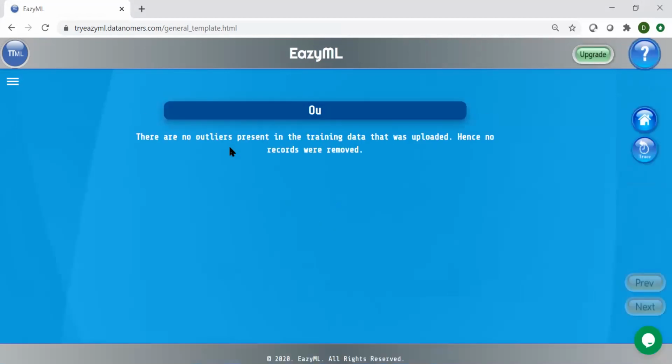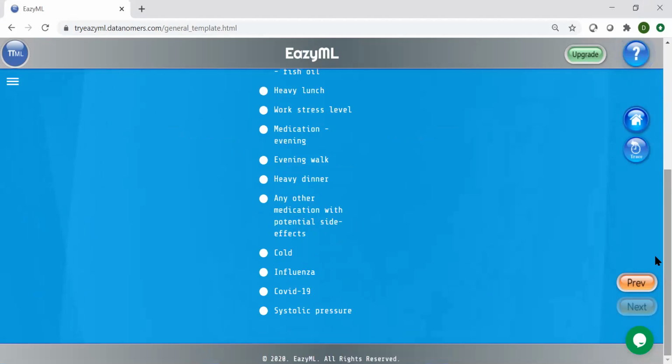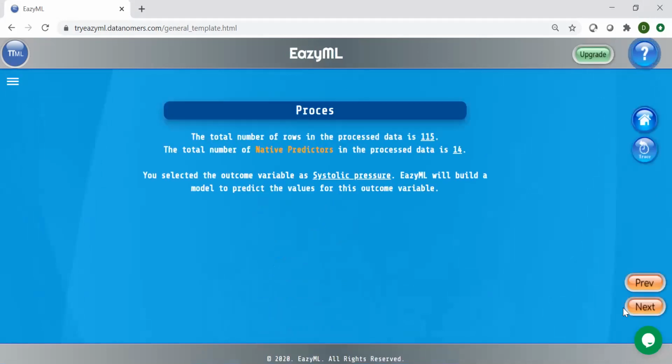Now the machine is going about its job processing the training data. And then it stops and says, okay, what do you want insights about? What do you want me to have intelligence about? What do you want me to be able to predict? And you say, well, systolic blood pressure is what I'm interested in studying. Hit next.